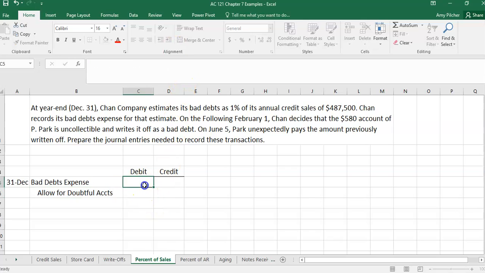The amount of that is 1% of our annual cash sales, $487,500. So 1% of that amount is $4,875.